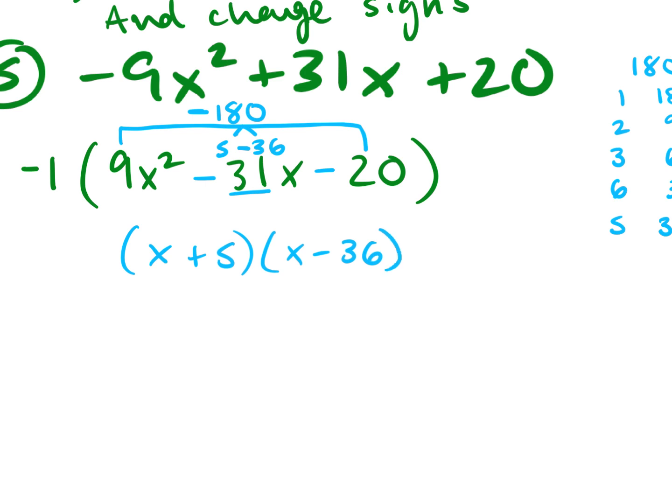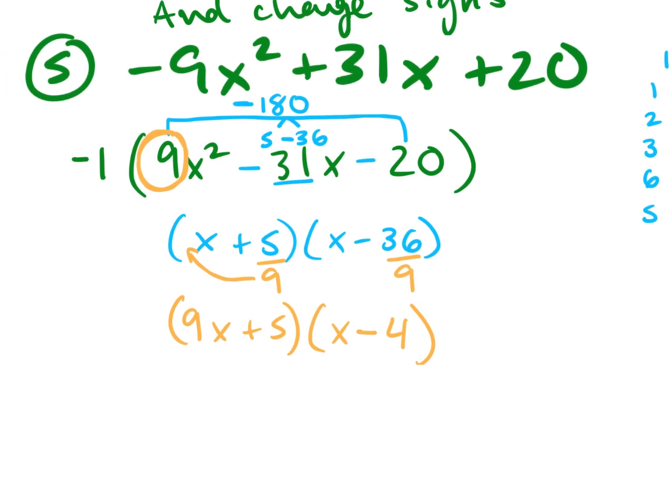What do we have to remember to do next? If we start with multiplying, we have to remember to divide. So we're going to divide both of these by 9. Can I divide 5 by 9? No. So what do we do with the 9? Move it in front of the x. We have 9x plus 5. Can I divide 36 by 9? Yeah. So x minus what? 4. And then don't forget, what was my GCF that I took out in the beginning? -1. So we need that in our answer too.